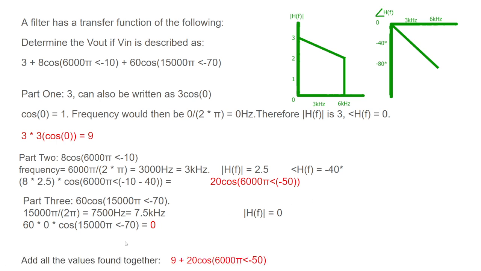The last step is to simply add all the values together. So we get 9 plus the second one plus the third one, which I have excluded.